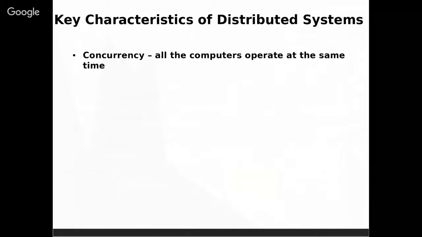Let's take a look at some of the key characteristics of distributed systems. Concurrency. All the computers in a distributed system will operate at the same time. This is what we have already seen from our example architecture. Transparency. The system is perceived as a whole. To our end user, it just appears as one single indivisible thing. He doesn't have any idea that there is more than one computer serving his requests.